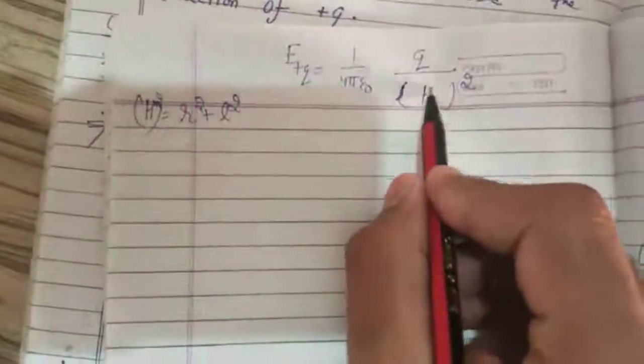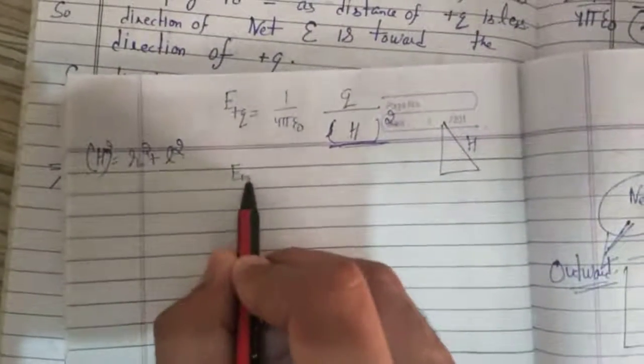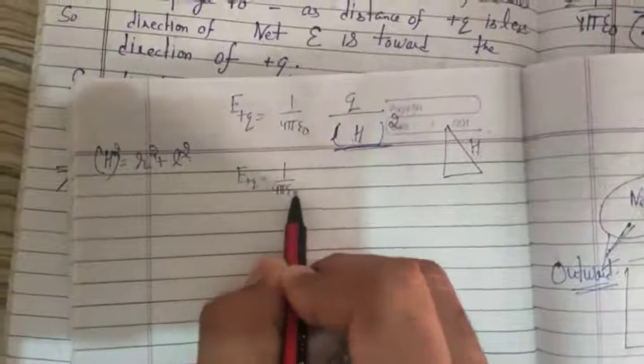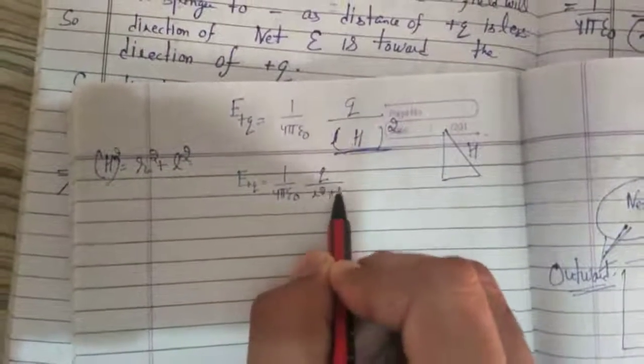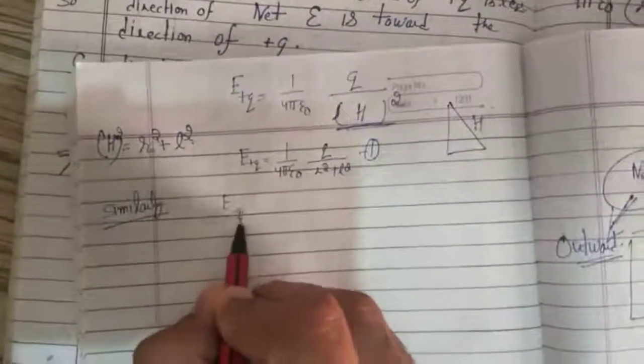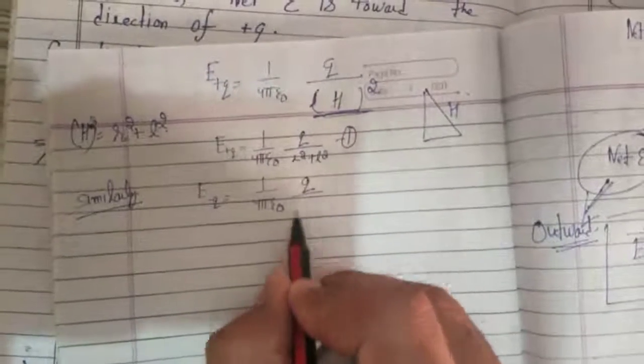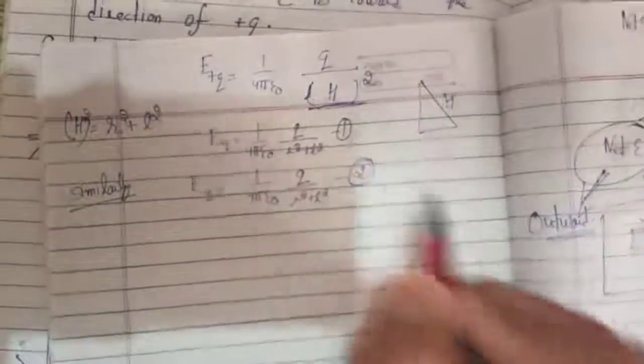So this distance is the hypotenuse, and the hypotenuse square value is R square plus L square. So its value is 1 upon 4 pi epsilon naught, Q upon R square plus L square. Similarly, the electric field due to the negative charge minus Q is 1 upon 4 pi epsilon naught, Q upon R square plus L square.